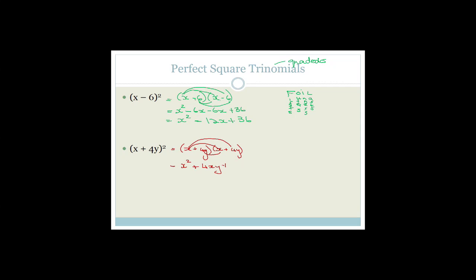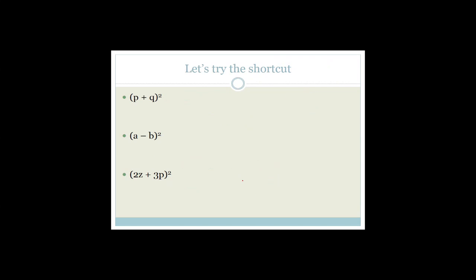4y times x is plus 4xy. And then finally, 4 times 4 is 16, and y times y is y squared. So now let's add the like terms, and we got x squared, 4 and 4 is 8, so it becomes plus 8xy plus 16y squared. Okay. So we're starting to see a pattern.